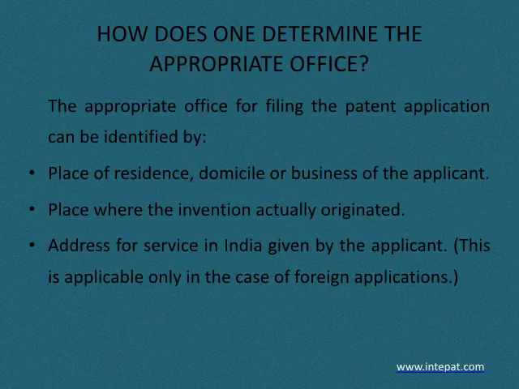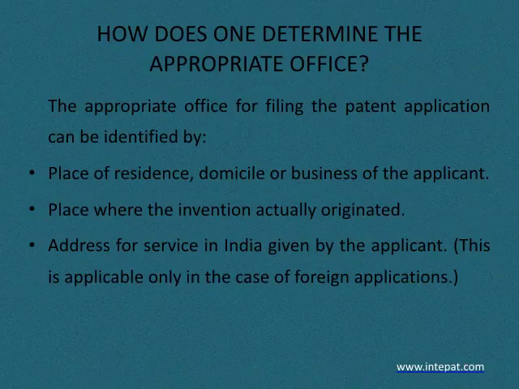Now, how do you determine which is the appropriate office for filing your patent application? There are several criteria for this. The first one being the place of residence, domicile, or business of the applicant. Say, for example, the applicant is domiciled in the state of Haryana. Therefore, the New Delhi Patent Office will be the appropriate office for filing the patent application.